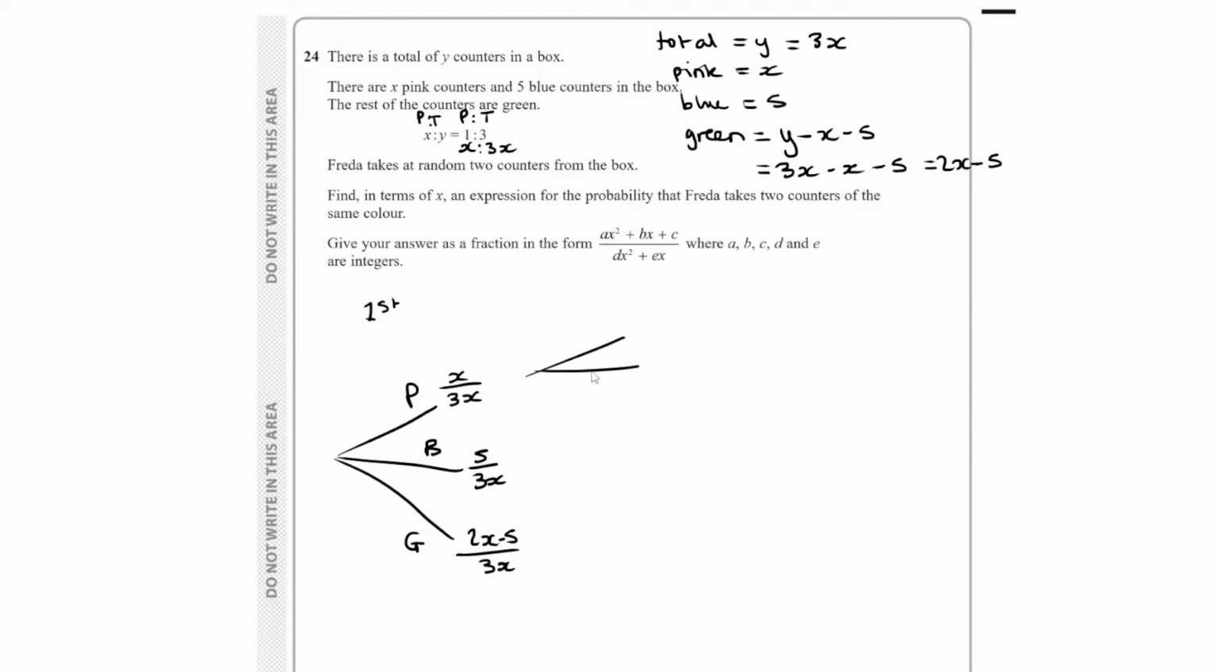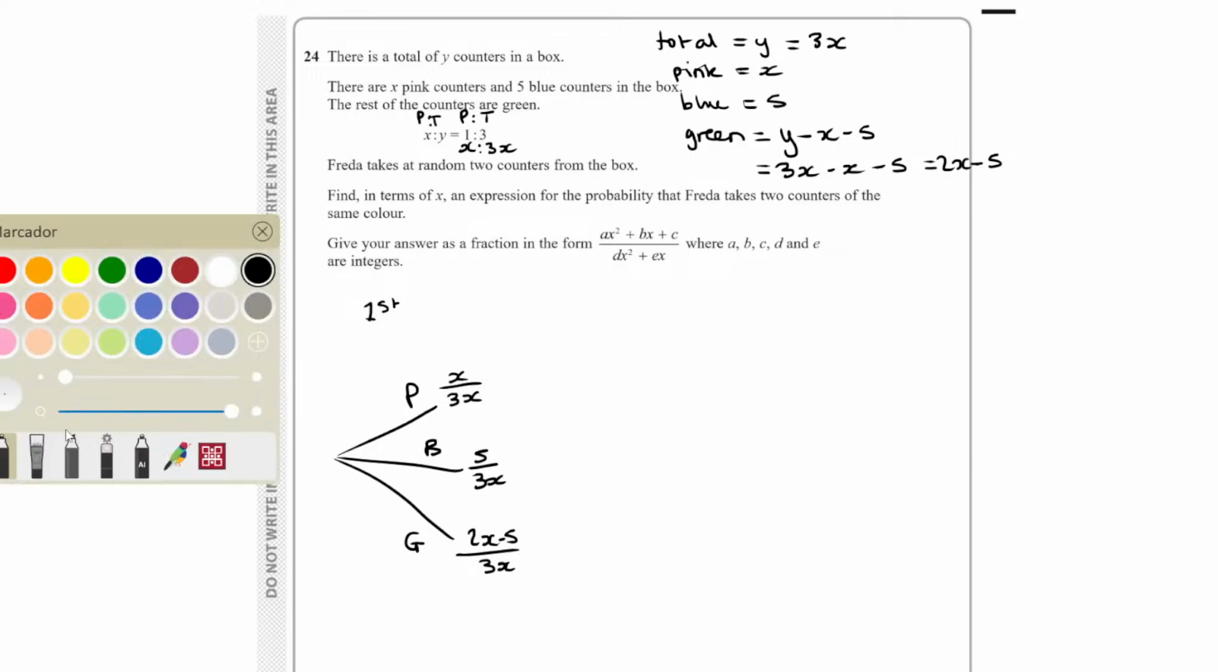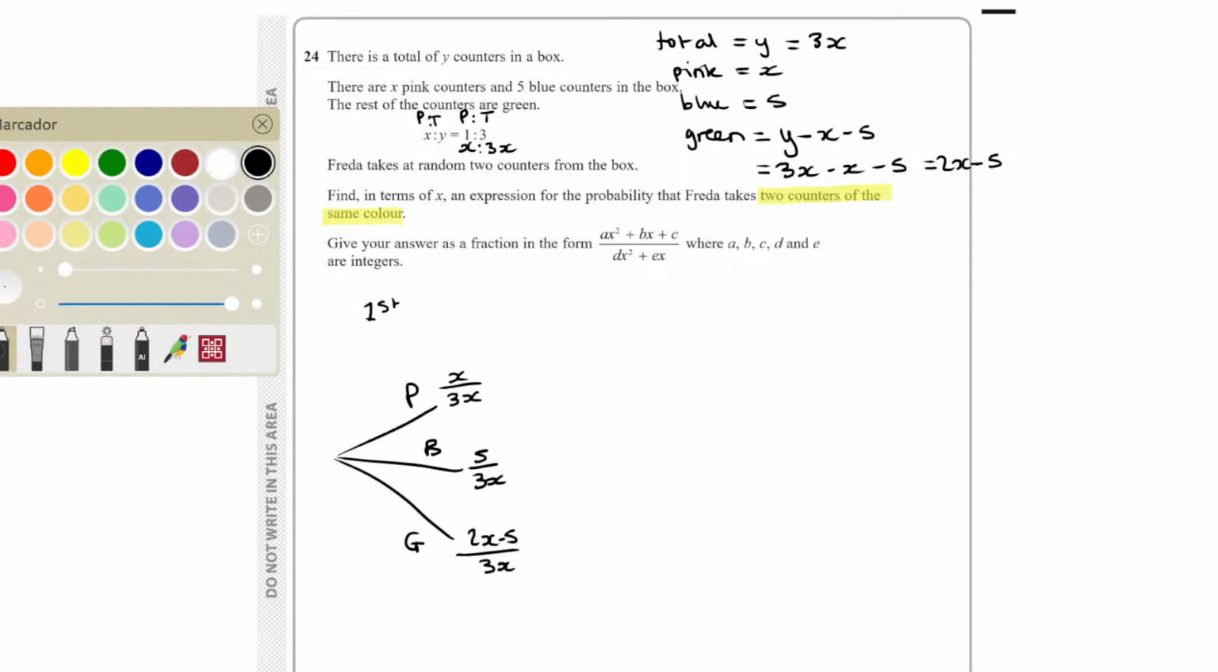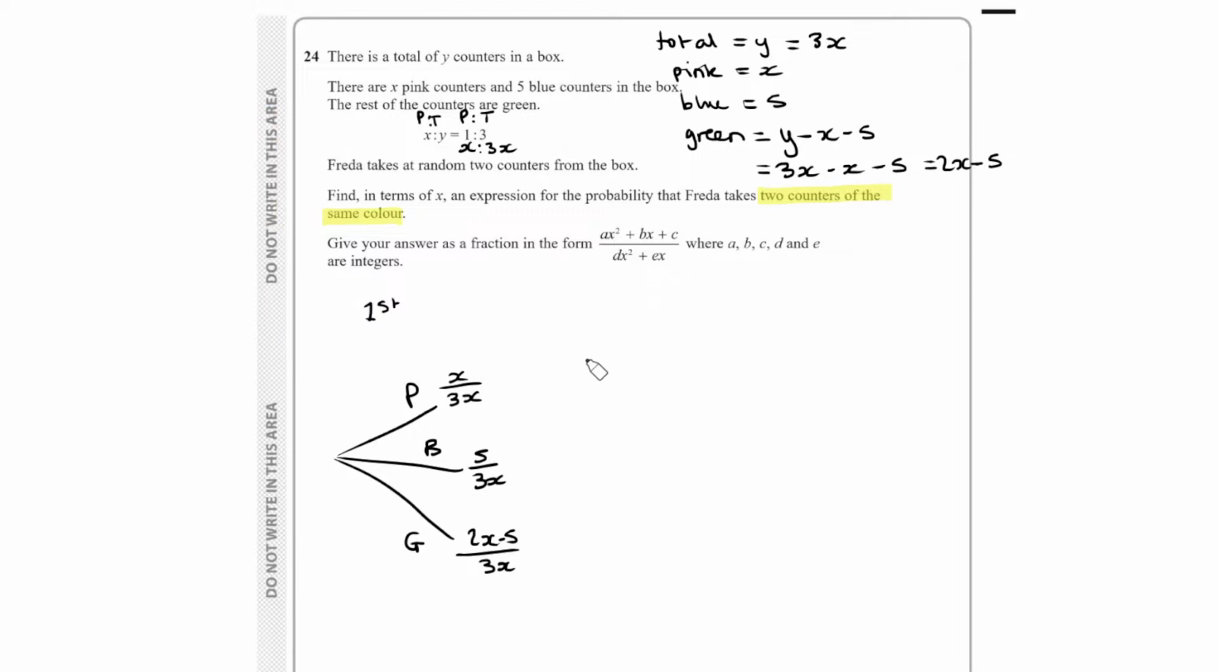Now, this could get really messy if you start drawing 3 and 3 and 3. The reason why I'm not going to is because if we actually look at what they asked for, do you see how it said that Frida takes 2 counters of the same colour? So in terms of my tree, I don't need to draw all the possibilities. Let's say if she picks pink first, we want to know the probability that she picks pink again. We don't really care if it's a different colour after that, do we? So I'm only going to draw that branch for pink for the second counter, just because otherwise it's going to get really messy.